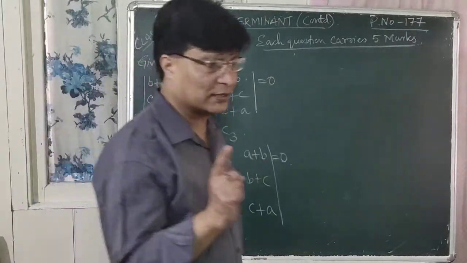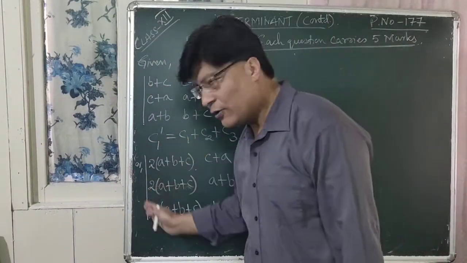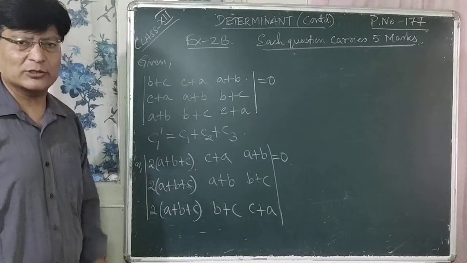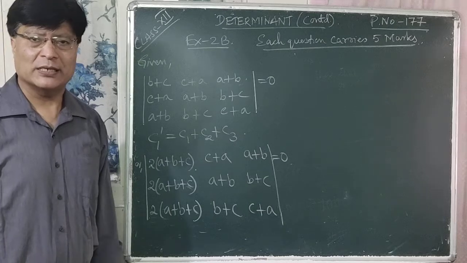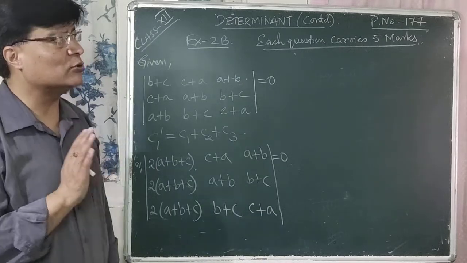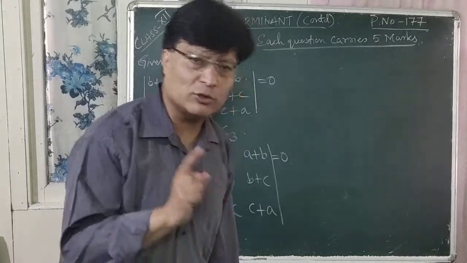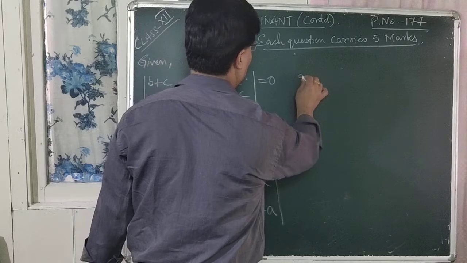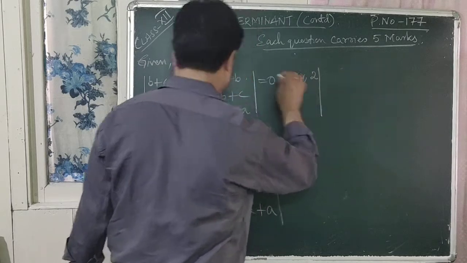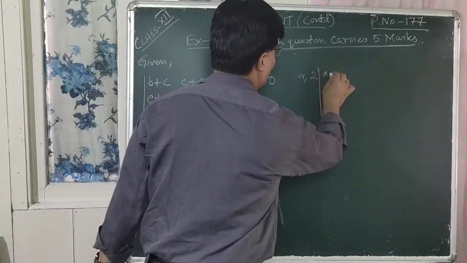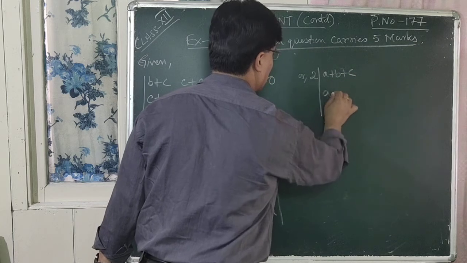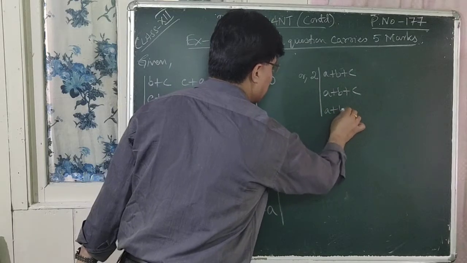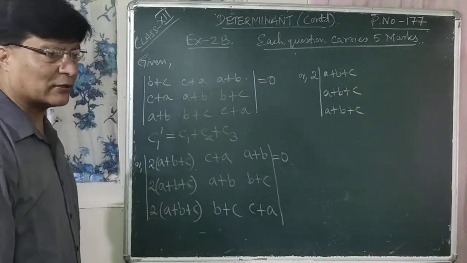Okay, but now from the first column you only take 2 common. You only take 2 common, not A plus B plus C. You don't take common twice into A plus B plus C, but take only 2 as common. So let us take it outside, only 2. Now what is the first column? A plus B plus C, A plus B plus C, then again it is A plus B plus C, right? Now what is the second column?